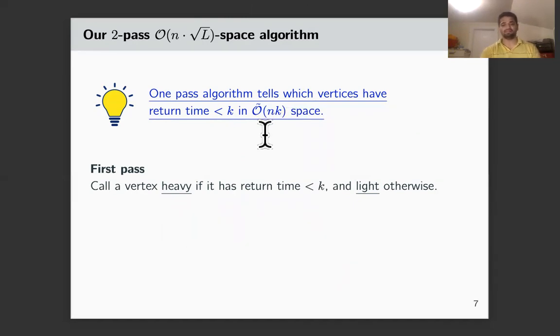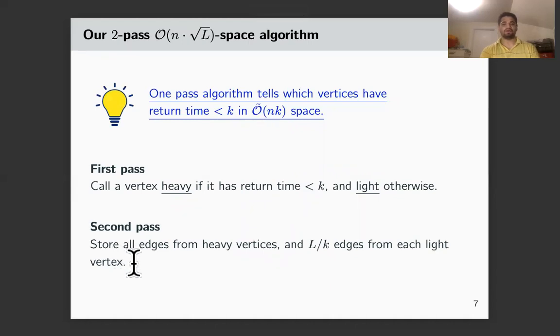In the second pass, our algorithm will store all the edges that come out from heavy vertices. And for the light vertices, it will take L over K independent samples just like before from each light vertex. Okay, so this is the description of the algorithm.